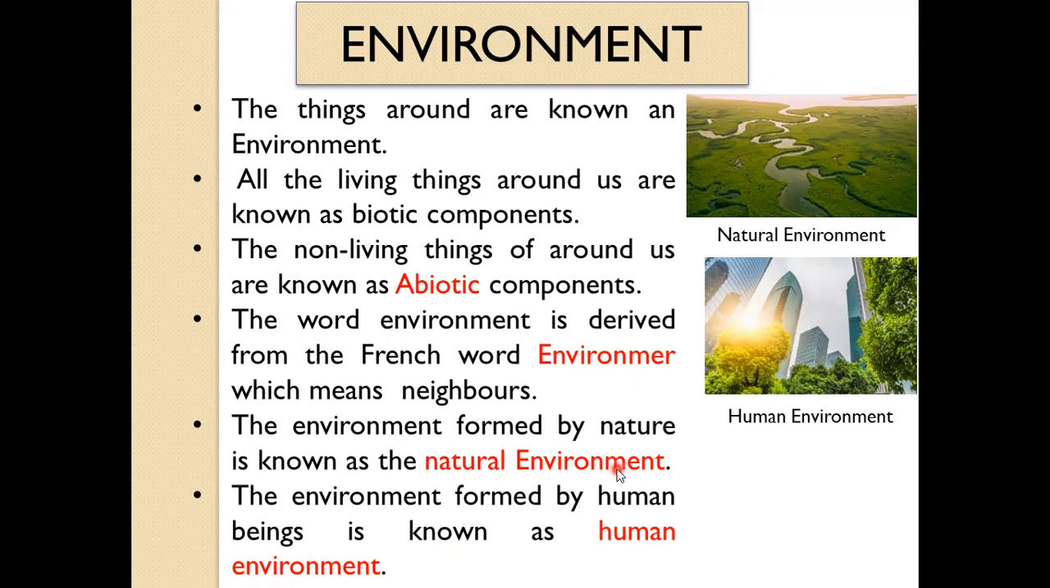And the environment formed by human beings is known as human environment. This environment is created by humans. As you can see in this picture, here buildings are there. Buildings are made by humans. And here there is only grass, rivers. No one can make rivers. So this is natural environment. These are some examples. Let's move on to the next slide.